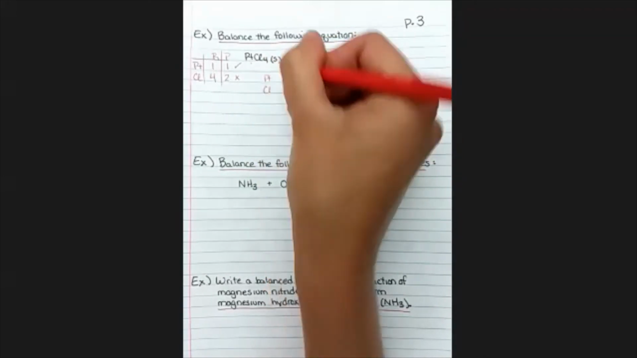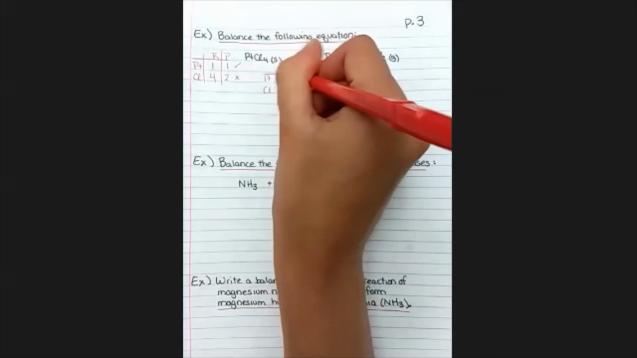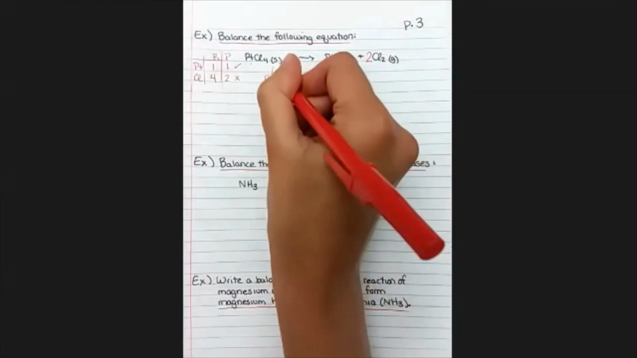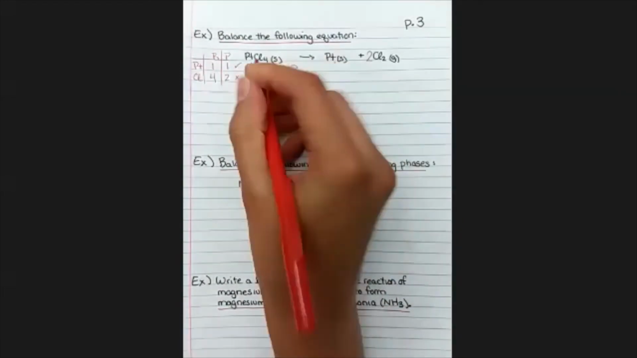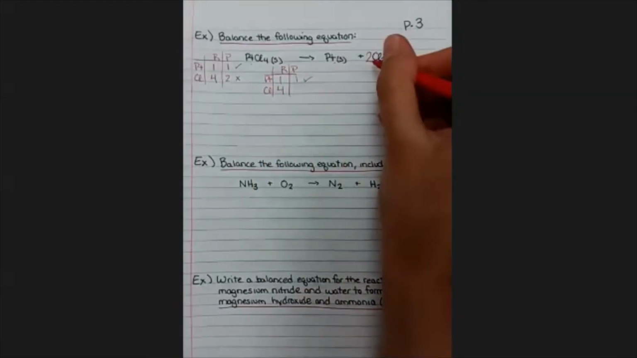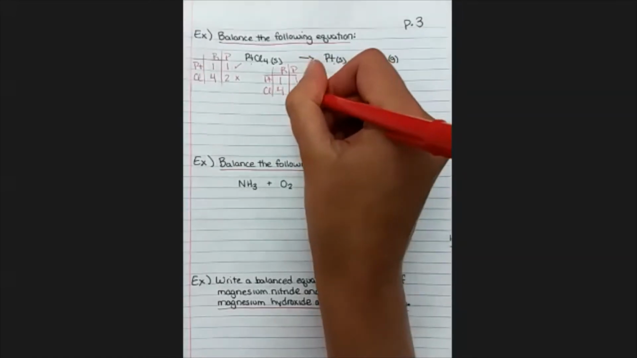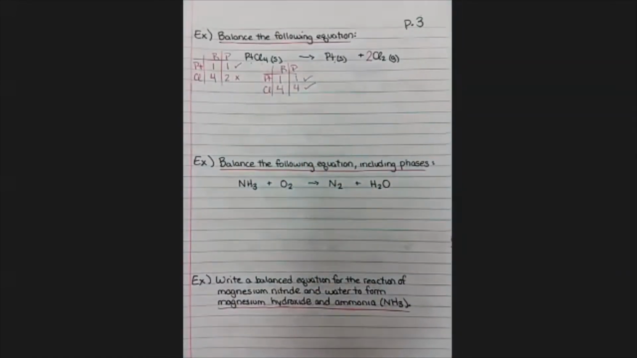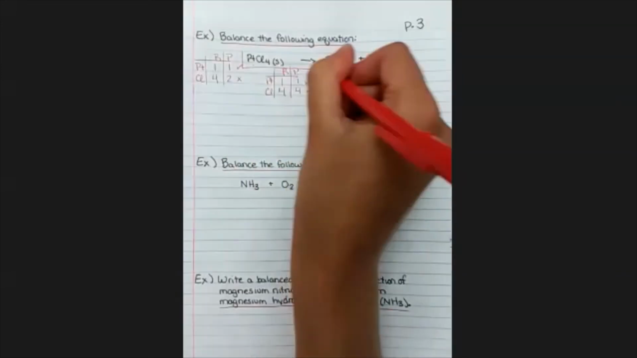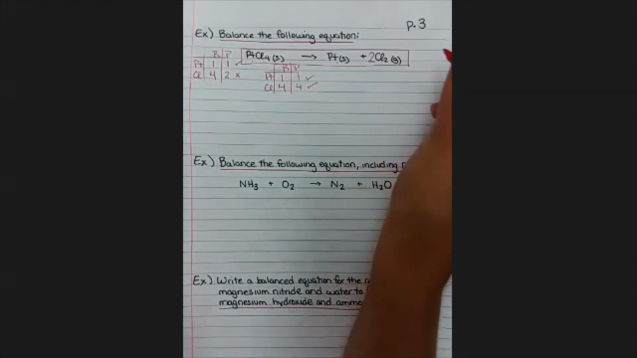So we can even make our table again to check that we finished correctly. So we still have 1 platinum and 1 platinum. Now we have 4 chlorines on the left, and 2 times 2 is 4 chlorines on the right. That is our first example.